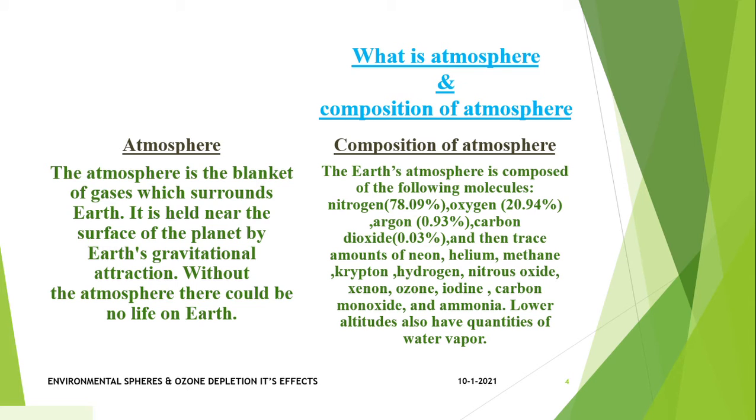Now, composition of atmosphere. The Earth's atmosphere is composed of the following molecules: nitrogen 78.09%, oxygen 20.94%, argon 0.93%, carbon dioxide 0.03%, and then trace amounts of many gases such as neon, helium, methane, just to name a few.